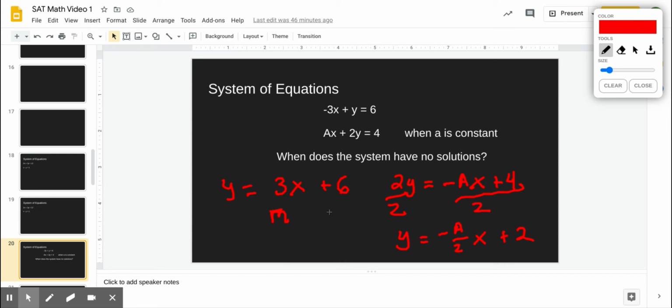So now, here's the thing. What could a be? It needs to give us 3. So what divided by 2 will give us 3? Remember, there's a negative here, so that's what you have to think about. So what do you think?